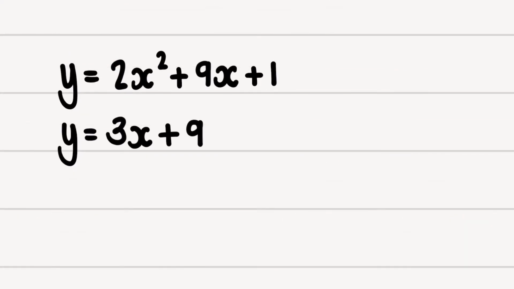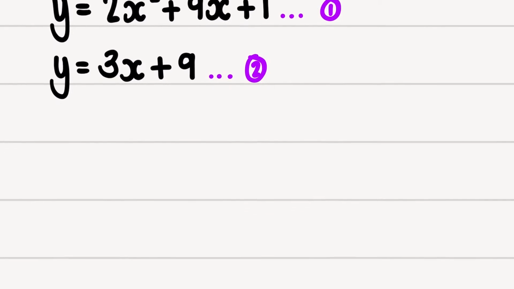Alright, looking at my next two equations, I have y equals 2x squared plus 9x plus 1. I'm going to label that equation number 1. I have y equals 3x plus 9. I'm going to label that equation number 2. Now, it wouldn't matter whether you substituted equation 1 into equation 2 or equation 2 into equation 1 because you're going to get the same answer regardless.